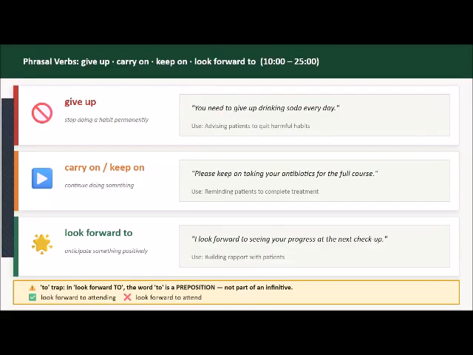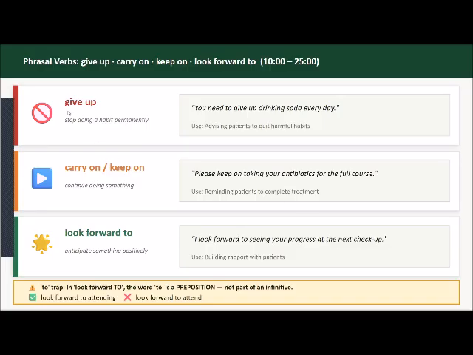All right. And these are give up. Notice we usually use give when we want to share something with someone. Ya lo veo. You can say it. Give up. You need to give up drinking soda every day. Keep going. Please keep on taking your antibiotics for the full course. I look forward to seeing your progress at the next checkup.